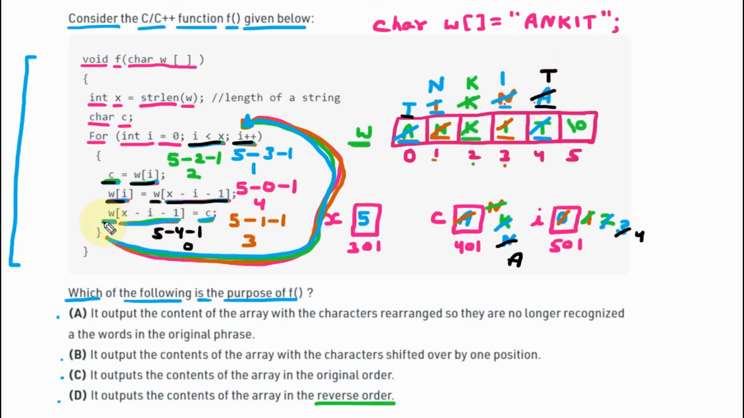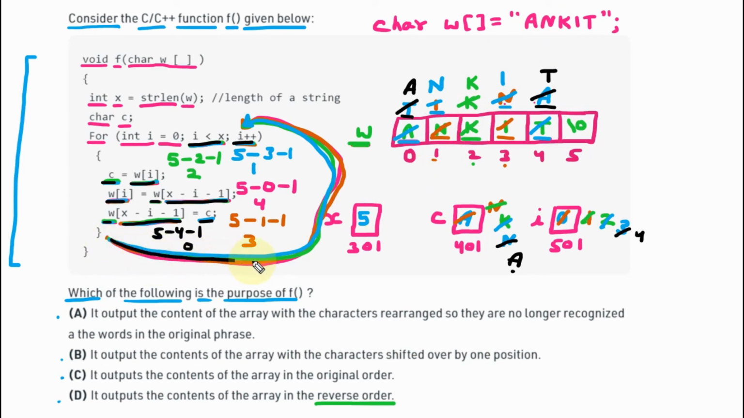Then further wx minus I minus 1, that is w0 will be equal to c. So in the c we have a. So a is going at the position w0. So here a is coming. You can see that a and kit, again the string is coming in the same position. But we still need to check.